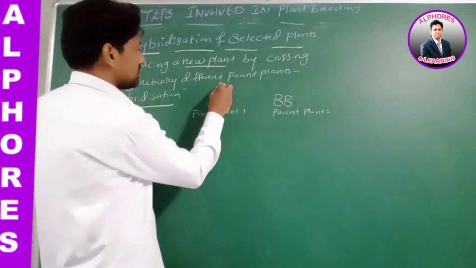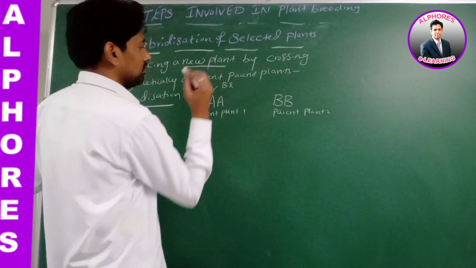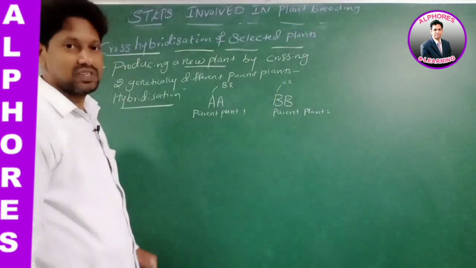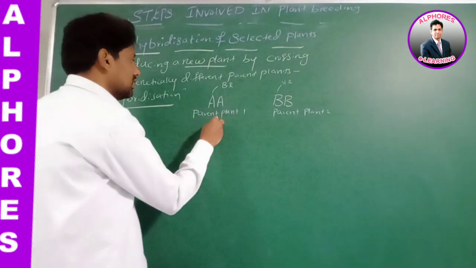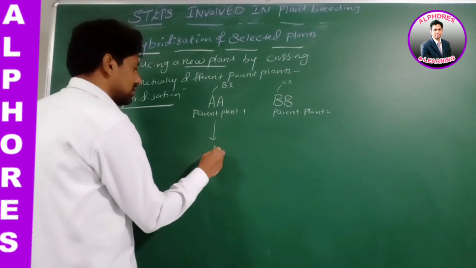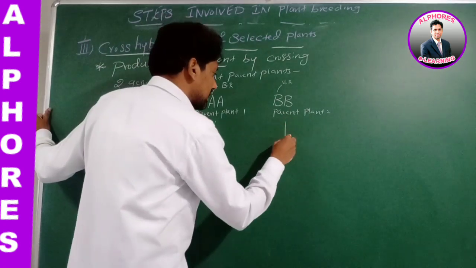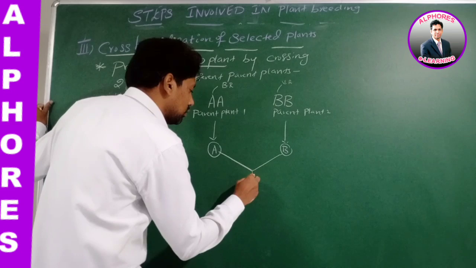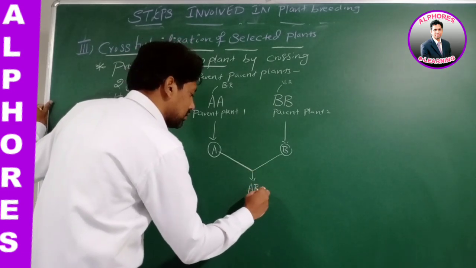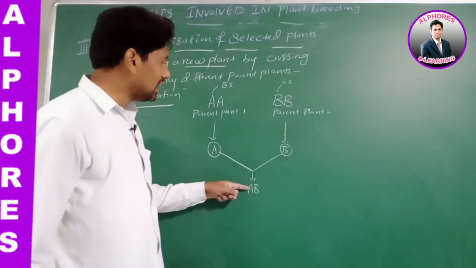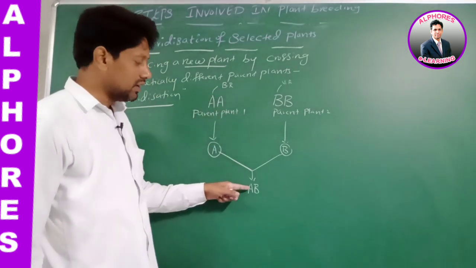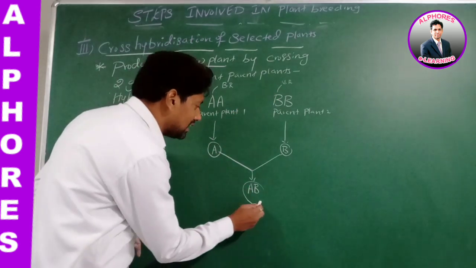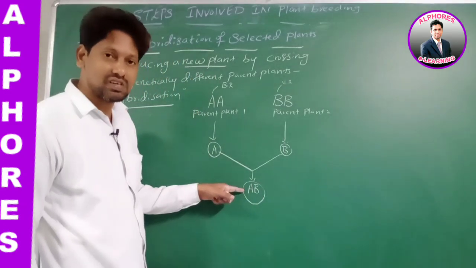Now listen, for example, capital A stands for bacterial resistant. Capital B stands for viral resistant. Now the first plant has produced a gamete named capital A. The other has produced a gamete named capital B. If these two gametes are fused, what are we going to get? Capital A, capital B. Capital A stands for bacterial resistant, capital B stands for viral resistant.